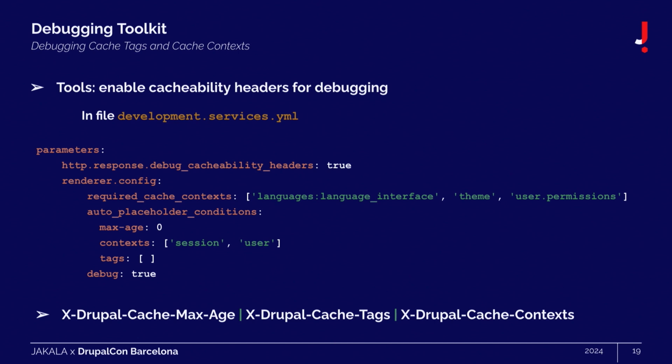This means we can check for cache tags and cache context and max age in the developer tools in the browsers. Second one, twig.config. If we put debug: true, that means we can see cache tags and cache context inside the HTML markup. And what we check in the browser, we can see X-Drupal-Cache-Max-Age, X-Drupal-Cache-Tags, and X-Drupal-Cache-Contexts to go through the cache tags and cache context.